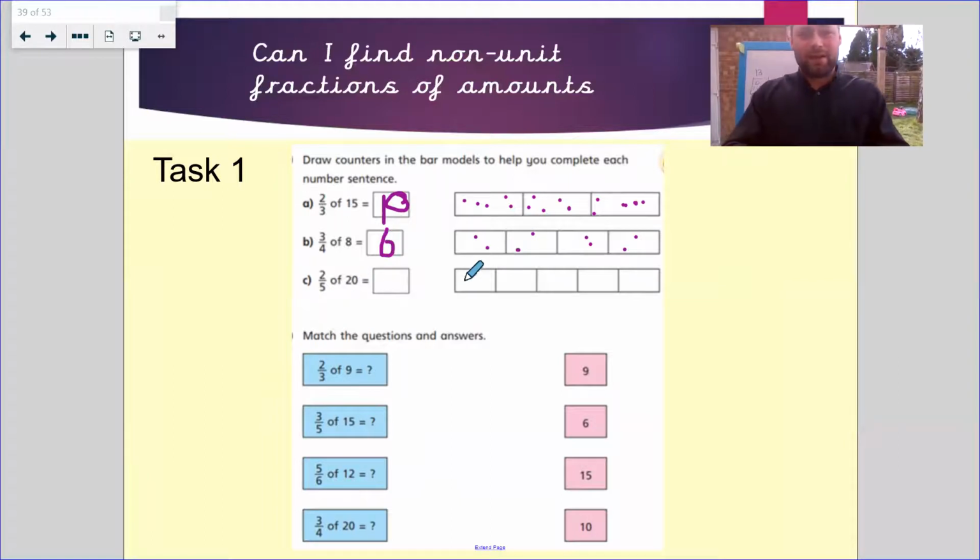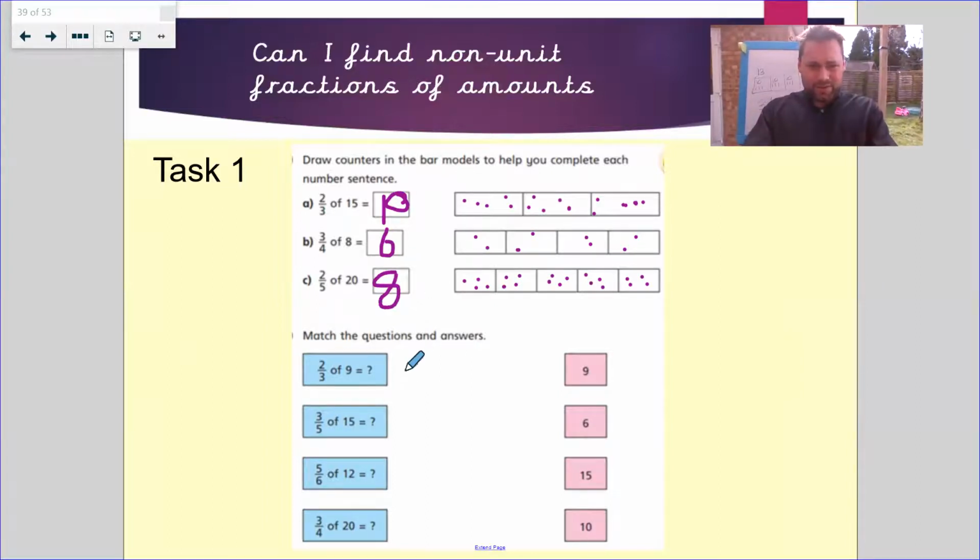And 2/5 of 20. 1, 2, 3, 4, 5, 6, 7, 8, 9, 10, 11, 12, 13, 14, 15, 16, 17, 18, 19, 20. We know in the 1/5 we've got 4, but we need to know what 2/5 are. So add the 4 here to another 4 here. So 2/5 of 20 is equal to 8. And then match the questions up to the answers here.